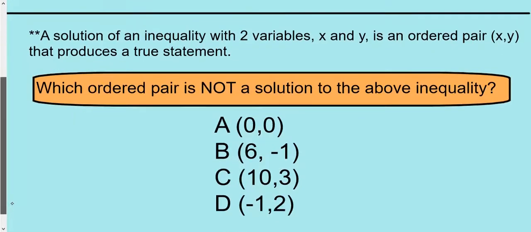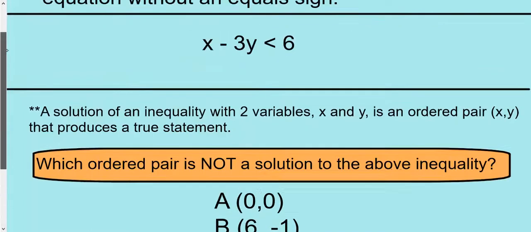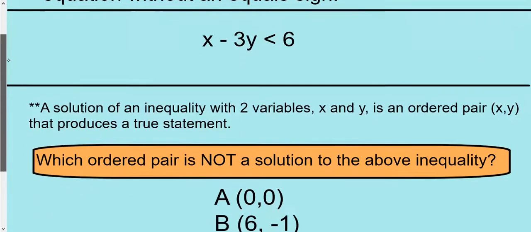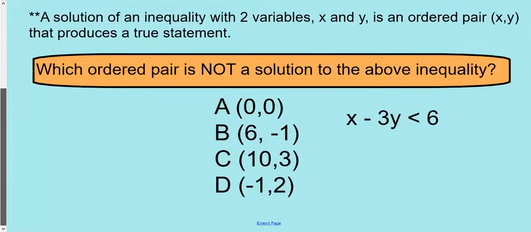symbol. If they ask you to see whether or not an ordered pair is a solution, you're going to plug the points into the equation or the inequality, and see whether it's true or false. So if you plug in these points here, which pair is not a solution? The reason there is more than one answer is because there's actually an infinite number of solutions for these types of problems. I'll get to that a little bit later.